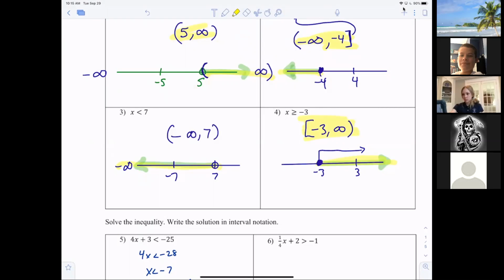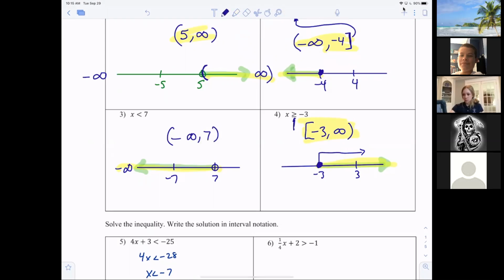Yes. No, the bracket is because there's an equal to. So look right here, kiddo. See this equal to right there? That's that right there. Say it again.